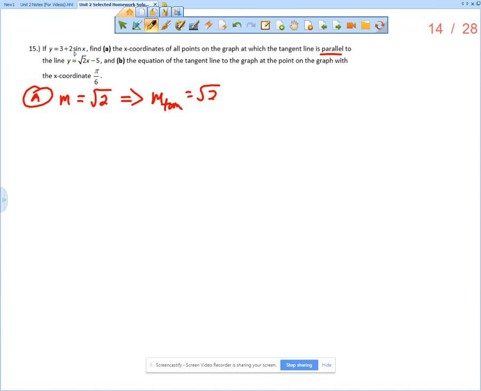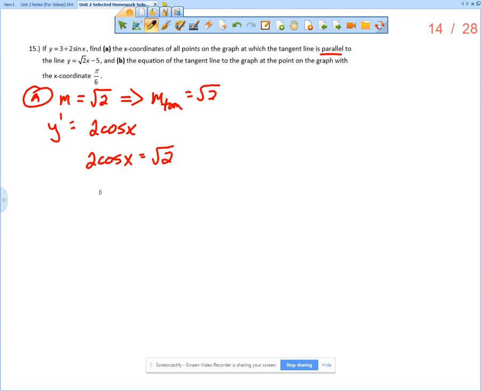Well, that means that the derivative of y equals 3 plus 2 sine x is going to be equal to root 2. So we want to find y prime. The derivative of 3 is 0 plus 2 times sine x. What's the derivative of sine x? It is cosine, so 2 cosine x. So now that is the derivative, which means the slope of the tangent. So we want to find for what value of x 2 cosine x is equal to root 2.